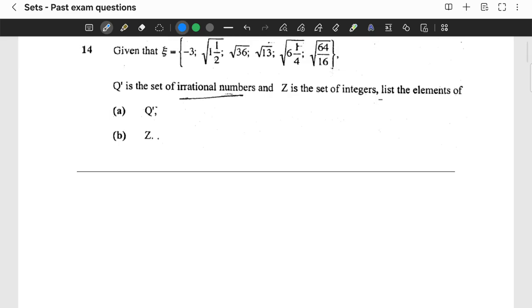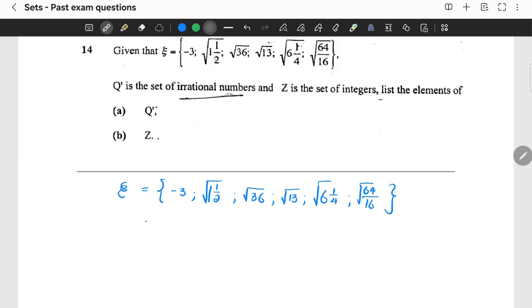So the first thing is to try to simplify what's in the universal set, right? So we have -3, square root of 1.5, square root of 36, square root of 13, square root of 6.25 and square root of 64/16.